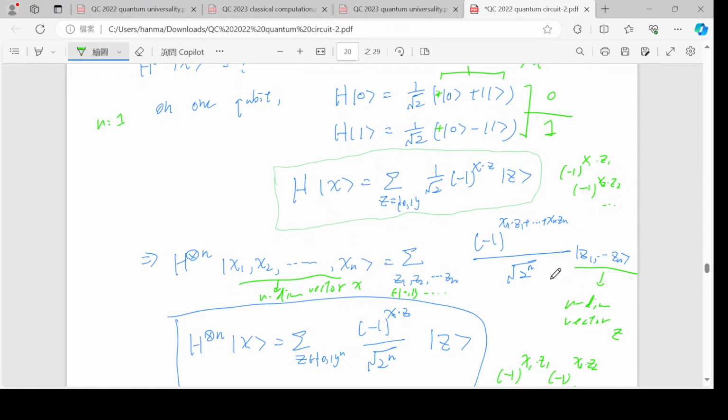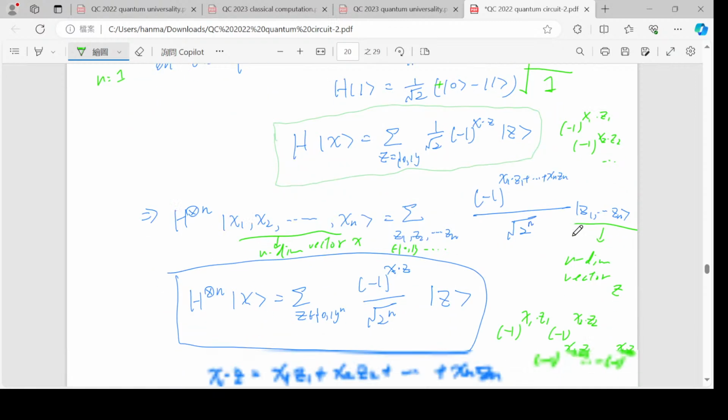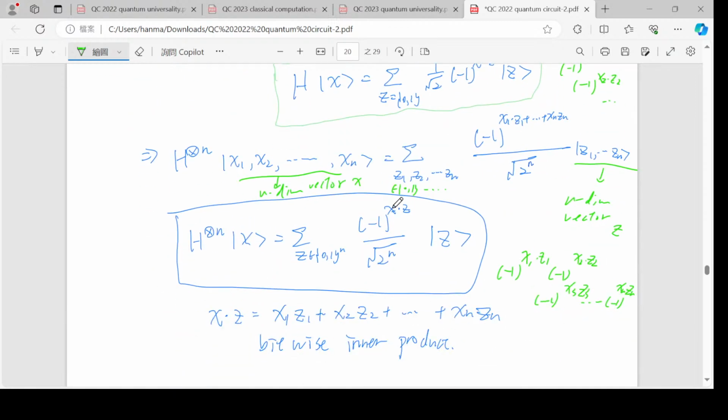And when you have this 1 over square root 2 to the n, times minus 1 to the x1 times z1 plus x2 times z2 plus up to xn times zn. That's exactly the result we said, because every bit is an arbitrary 0 or 1, so you are summing over all possible bit strings z. And the phase factor, as we said, is the bitwise inner product between the x string and the z string.